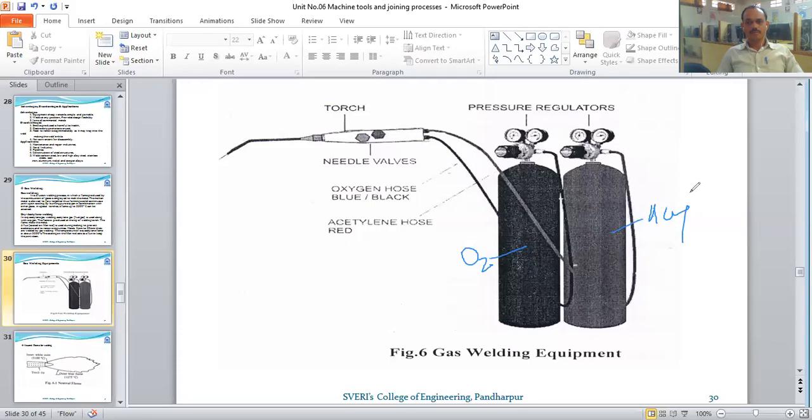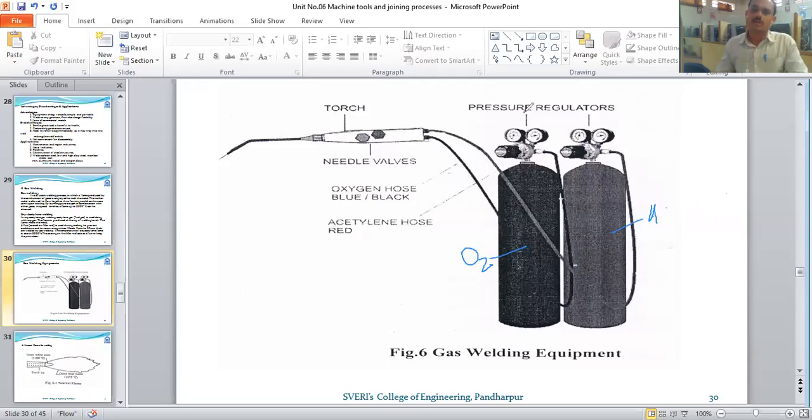A combustible gas. To consider only acetylene. Okay. So why do we use acetylene? Because it gives a high temperature, near about 3200 degrees Celsius to 3500 degrees Celsius.